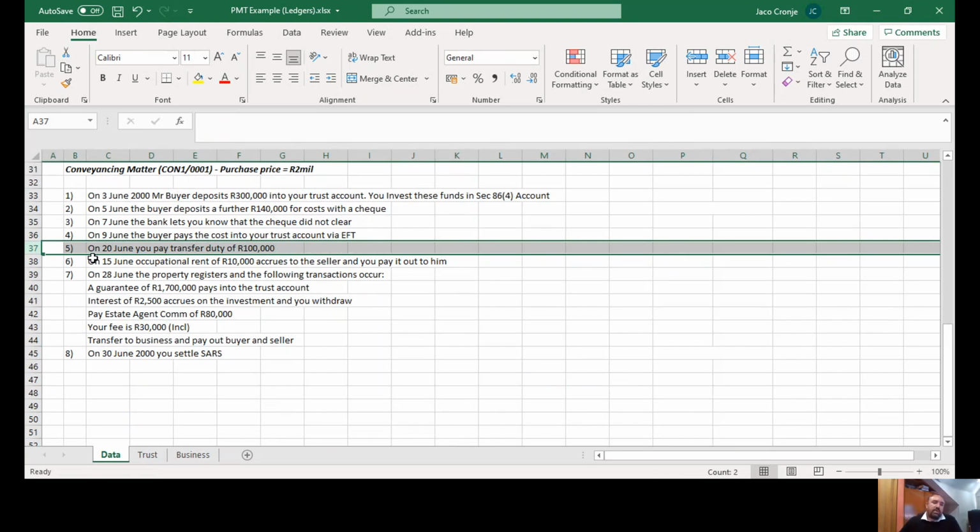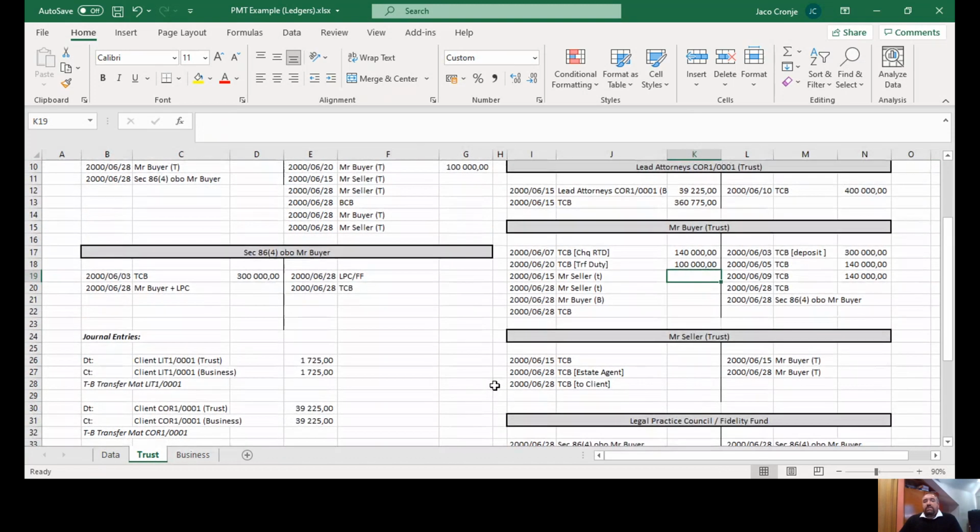That's relatively simple. Now, on the 5th of June, occupational rent accrues to the seller and you pay it out to him. Right, so what does that mean? That means that Mr. Buyer has now taken residence in the house, but he needs to pay occupational rent to Mr. Seller. Now, what does that mean? That means of his money that he's got in my trust account, I must move a portion and take it out of his trust funds and put it into Mr. Seller's trust funds to show that Mr. Seller now has a credit of 10,000 Rand. So let's do that.